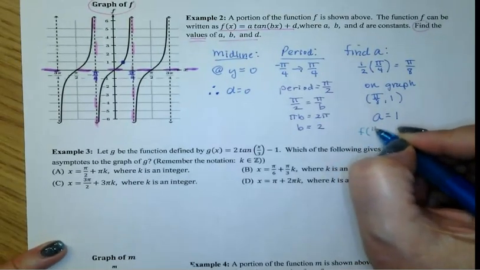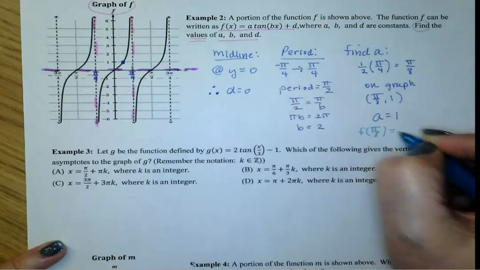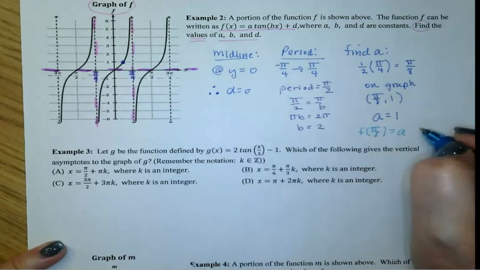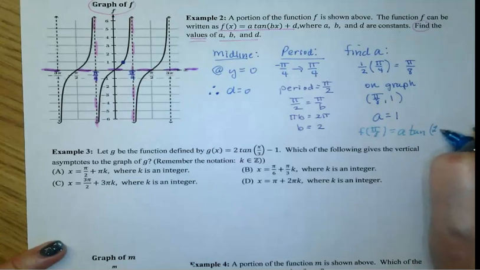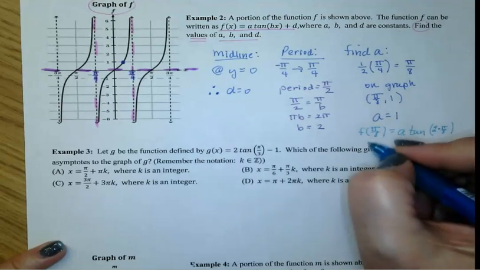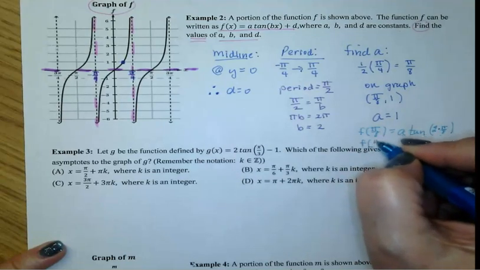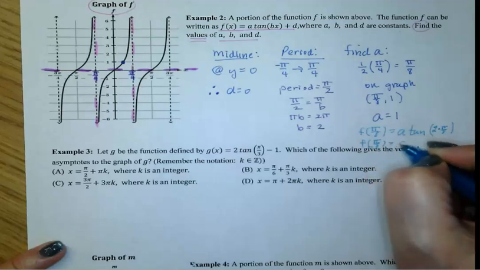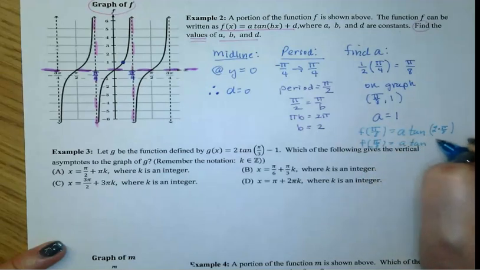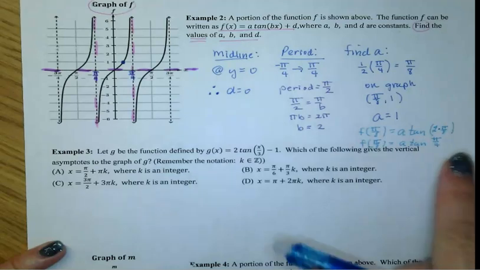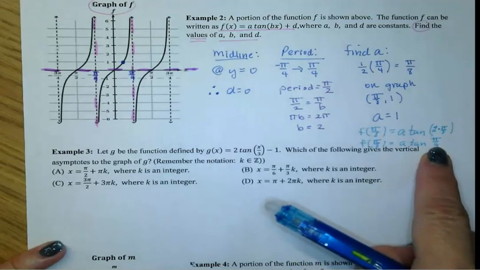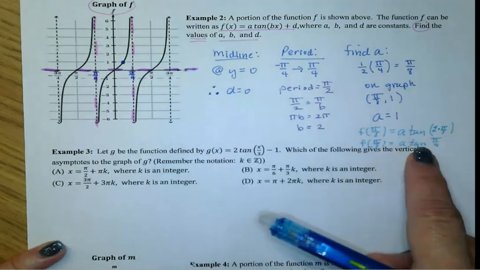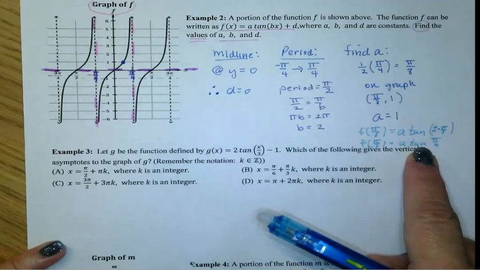And I could do something like this: 5 pi over 8 equals a tangent. Inside here, I would have 2 times pi over 8, and I could calculate that because that's pi over 4. So I could do f at pi over 8 equals a tan pi over 4. And we all know what pi over 4 is. Tan of pi over 4 is 1. So a times 1 is just going to give me that 1.